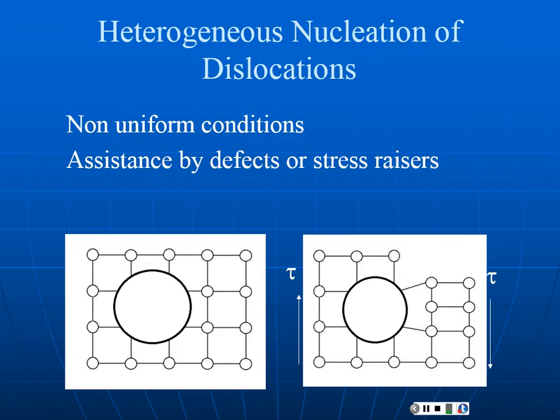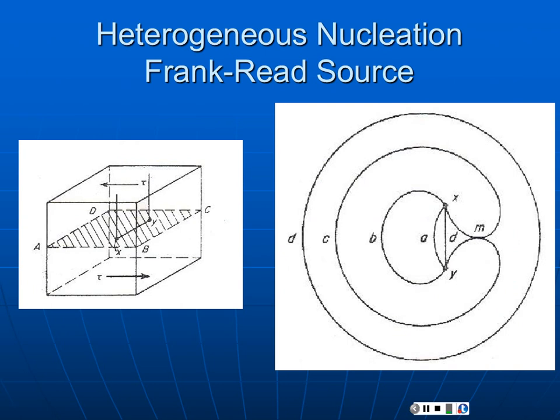Heterogeneous nucleation will occur if something is raising the local stress. So you may have a large inclusion, a void, a defect of some kind, something that creates a higher stress locally, which favors formation of a dislocation. And so we then will see dislocation formation around that defect.